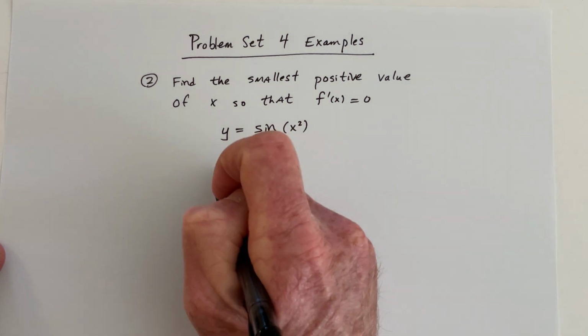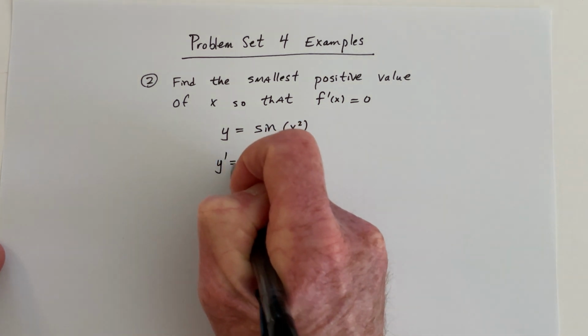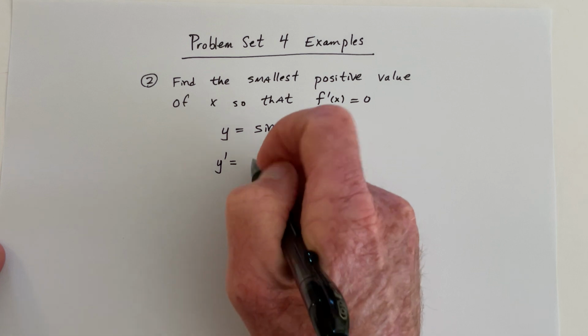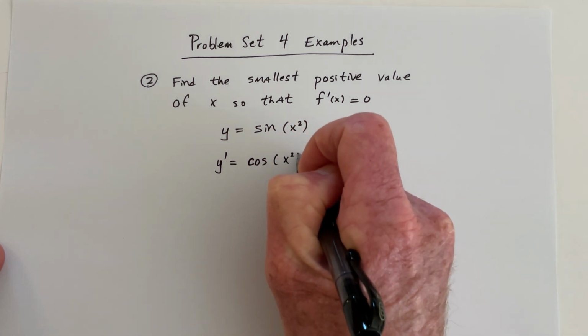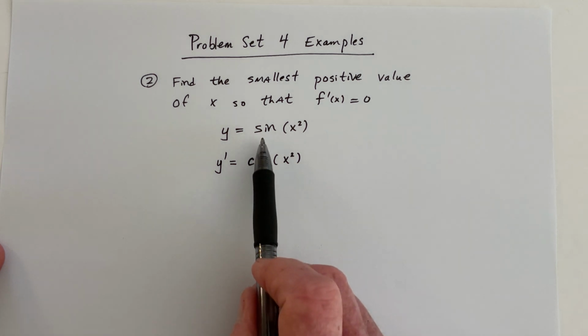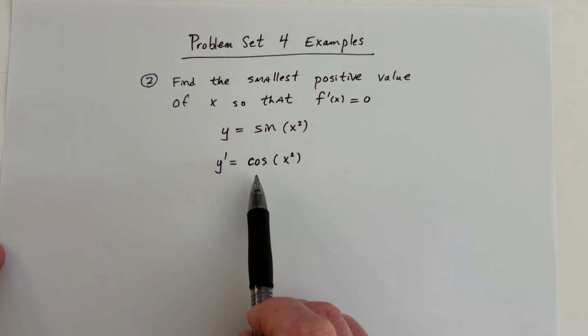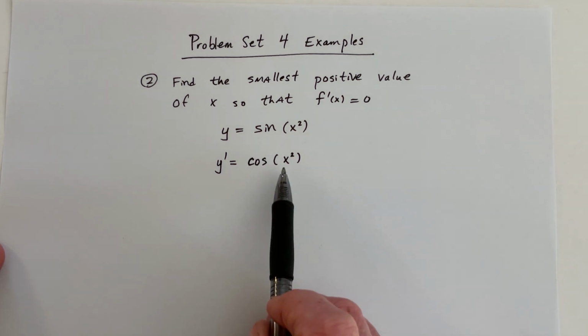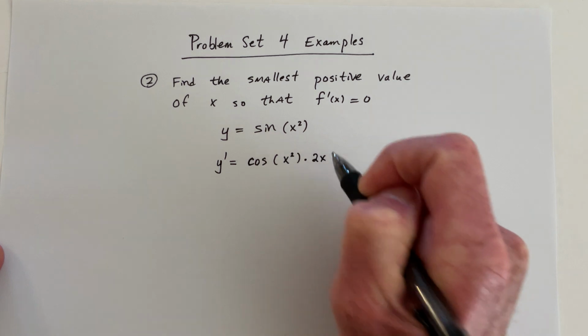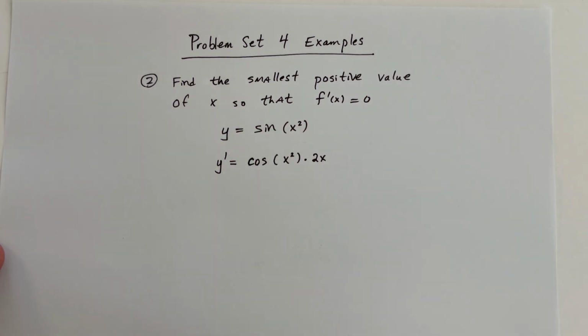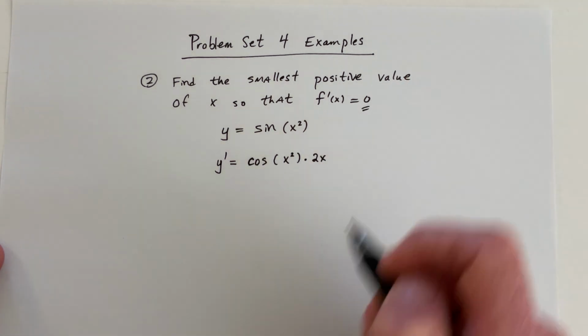So first of all, take the derivative. And as I'm sure you know, the derivative of sine is cosine. And the chain rule says you can only do one derivative at a time. So there's the derivative of sine is cosine. Then the x squared just stays there. Now the chain rule says take the derivative of x squared, which is 2x. And now set it equal to 0.